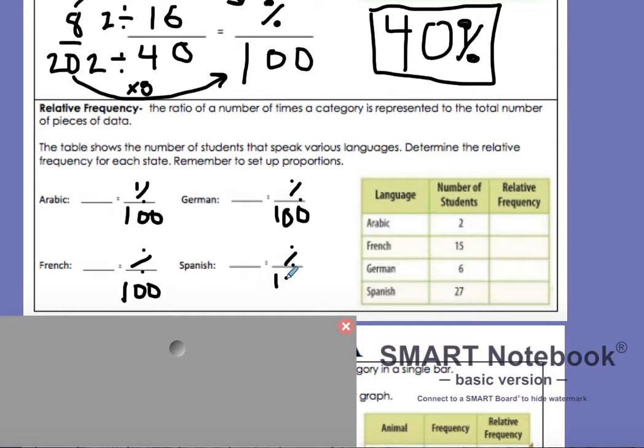So we are finding the percent for all of these, and we know that the percent is always over 100. Our part is going to be the number that represents that language, and our whole is going to be the total number of students. So if we add all of these up, our whole is going to be 50. For Arabic, our part would be 2. For French, our part is going to be 15. For German, our part is going to be 6, and for Spanish, our part's going to be 27.